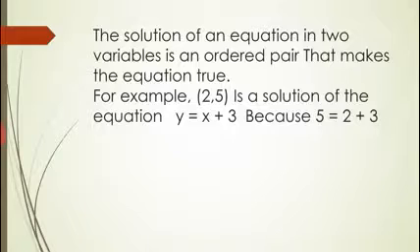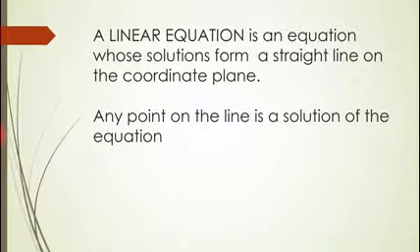The solution of an equation in 2 variables is an ordered pair that makes the equation true. For example, if we have the equation y equal x plus 3, 2 and 5 is an ordered pair, and it is a solution of our equation. Why? Because if we put in the place of y 5 and in the place of x 2, we have that 5 is equal to 2 plus 3. And it is right.